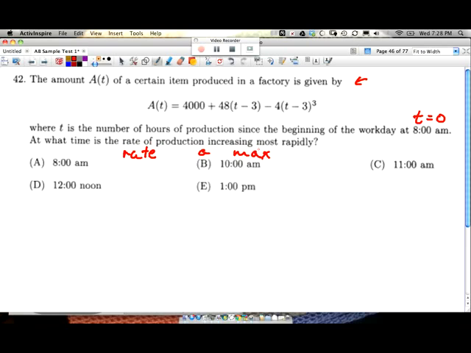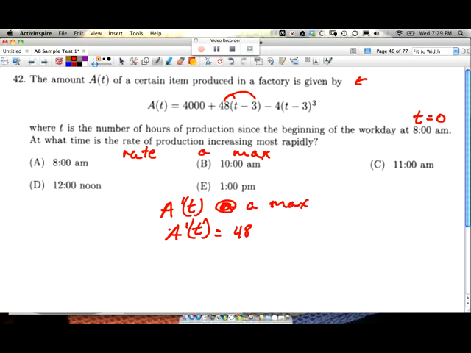First, we got to take the derivative. Then we got to find the max of that. So let's find A prime of t. We're trying to find when is A prime of t a max. Well, let's do that. So we got A prime of t equals. We could do this honestly by looking at it, but I think it'll be a little bit faster if we do this. The derivative. This is 48t minus 3 equals.